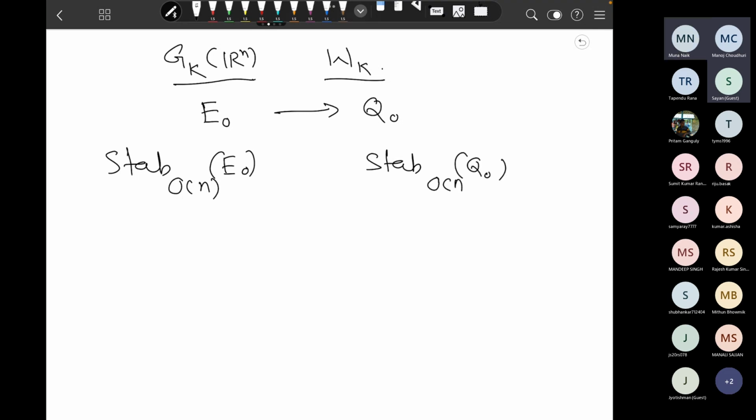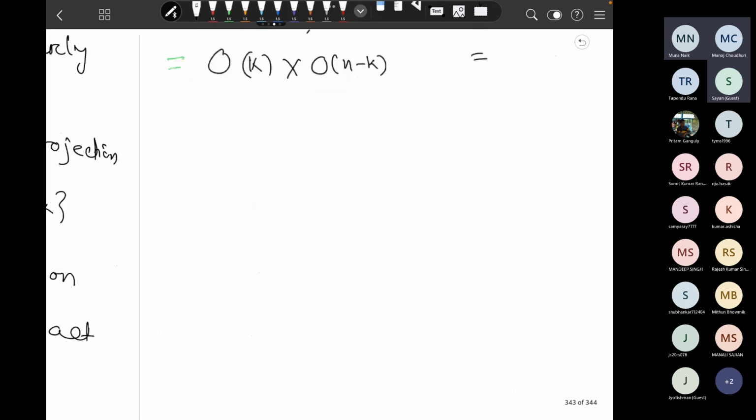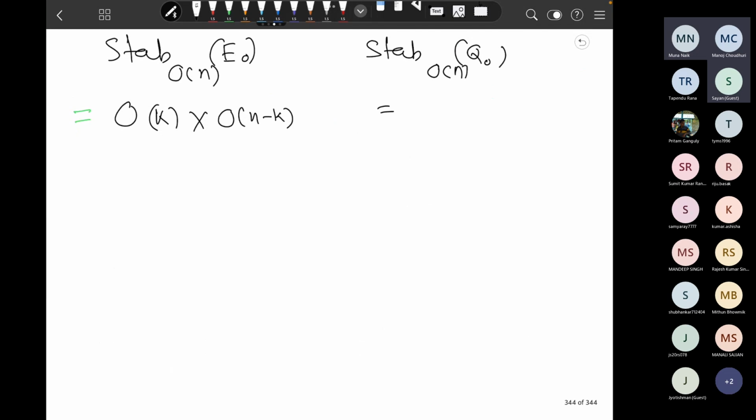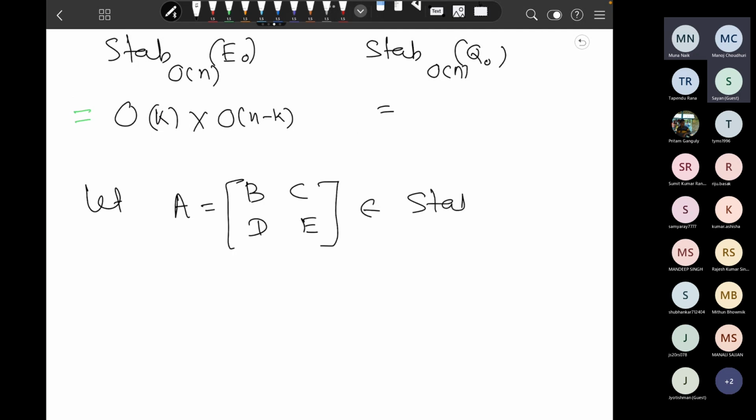So the stabilizer of O_N inside E is O_k cross O_{n-k}. In this case it will also be O_k cross O_{n-k}, because this is the same action, but you can really prove this directly. So let us do that for clarity. A is equal to say B, C, D, E. This belongs to the stabilizer of Q naught inside O_N.